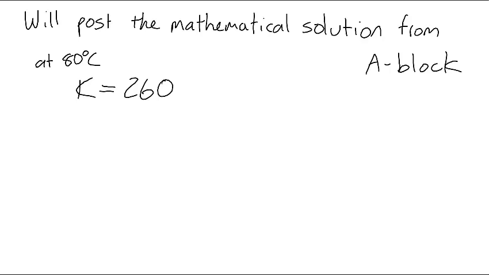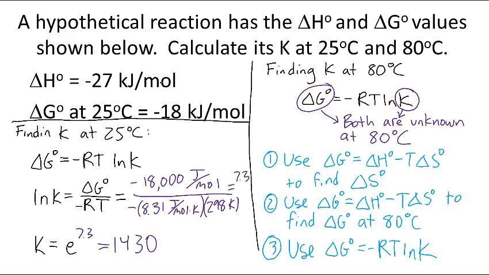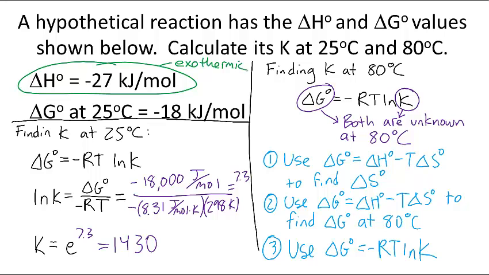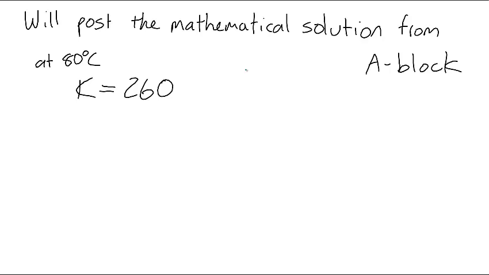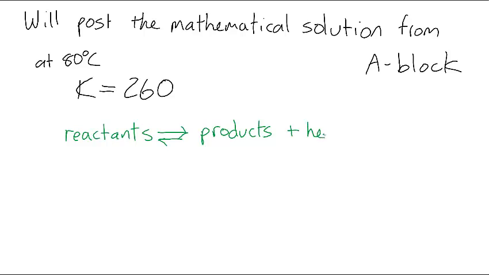Always we want to ask ourselves, does that make sense? Okay? So we have this reaction. Delta H naught is negative 27. Is this endothermic or exothermic? This is exothermic. This tells me that it's exothermic. All right. Since it's exothermic, I know that I have reactants turning into products and also producing heat.